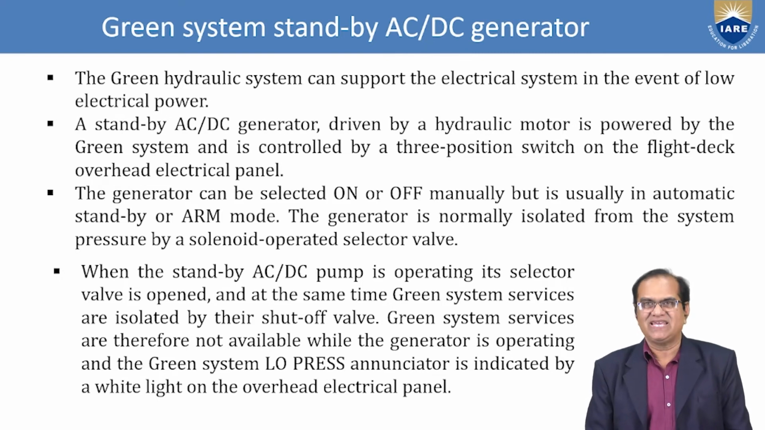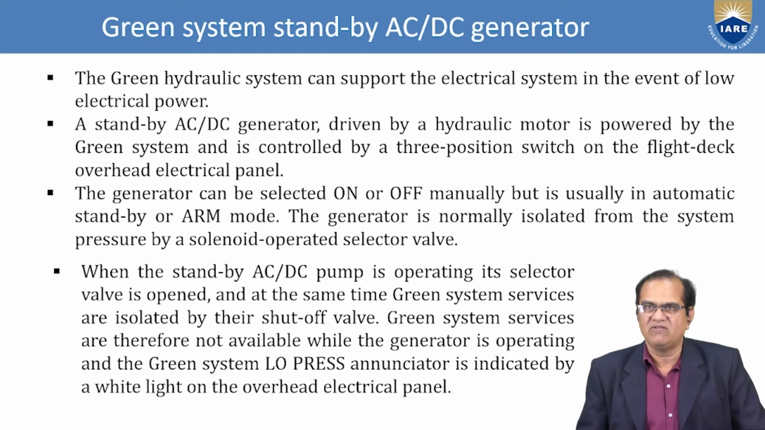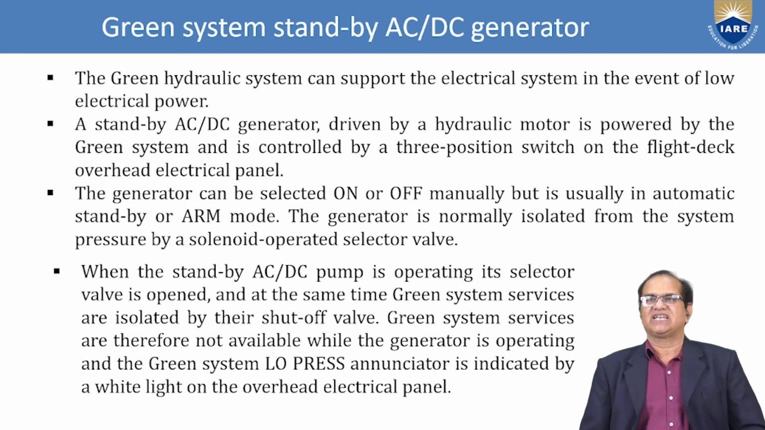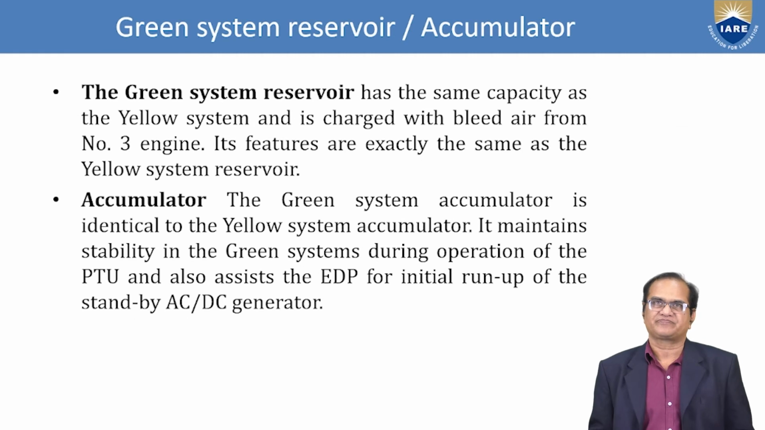When the standby AC/DC generator is operating, its selector valve is opened, and at the same time, green system services are isolated by their shut-off valve. Green system services are therefore not available while the generator is operating, and the green system low pressure annunciator is indicated by a white light on the overhead electrical panel.